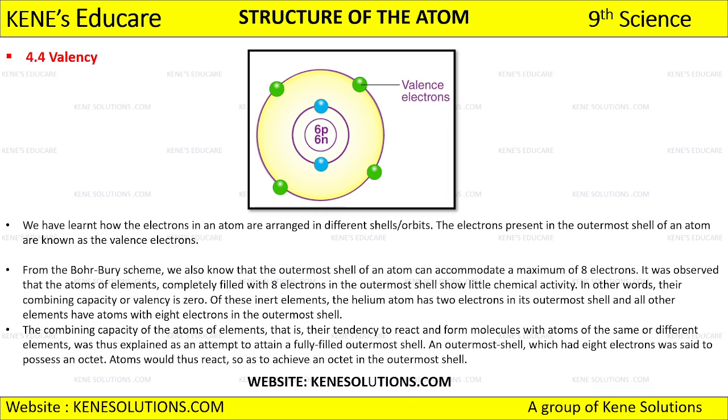So this was an attempt to find out about elements and molecules in detail. An outermost shell which had 8 electrons was said to possess an octet. If the outermost shell of an atom has 8 electrons, we call that an octet, and atoms will thus react so as to achieve an octet in the outermost shell.